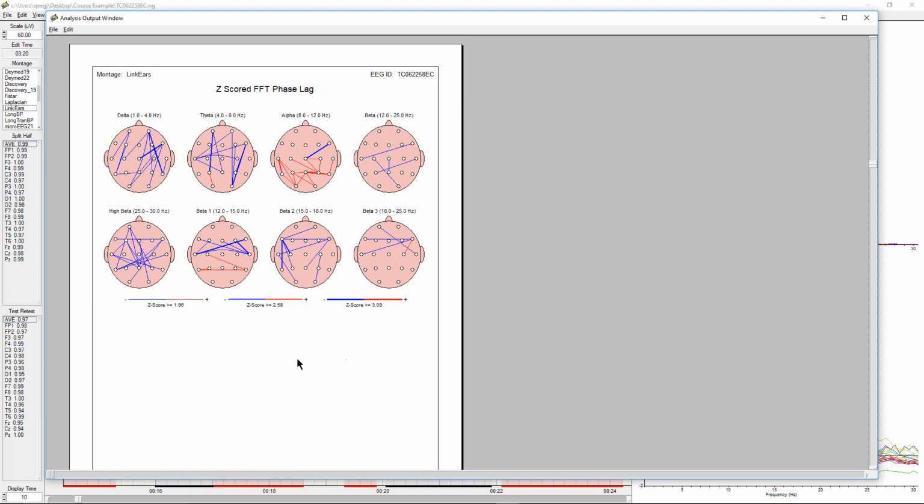And so phase lag is just a measure of the phase difference or the phase angle. And again, it's the same statistical scale, so any line at all is statistically significant, showing deficient phase lag in the blue and excessive phase lag in the red.